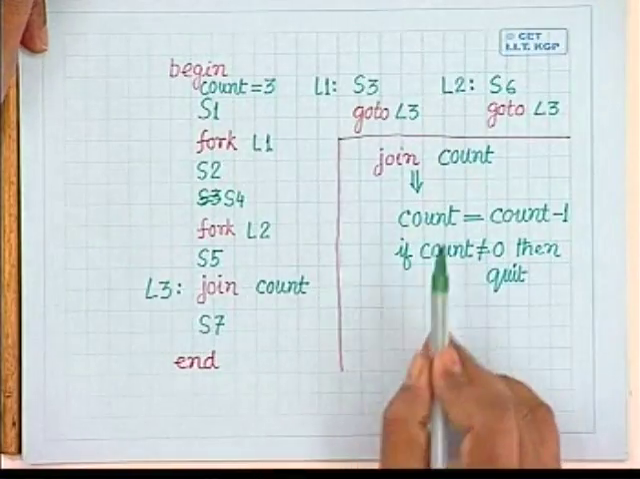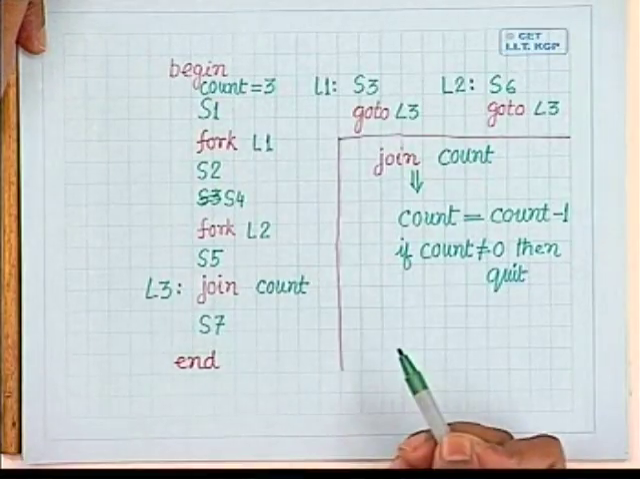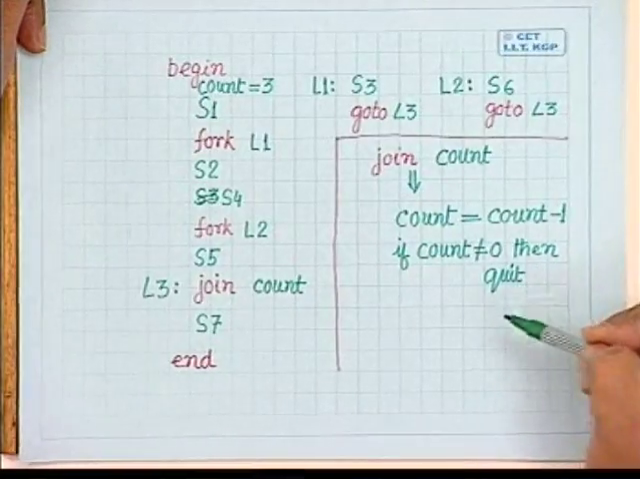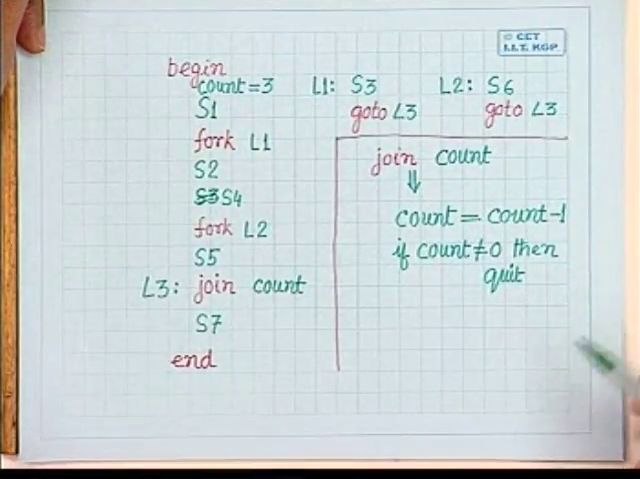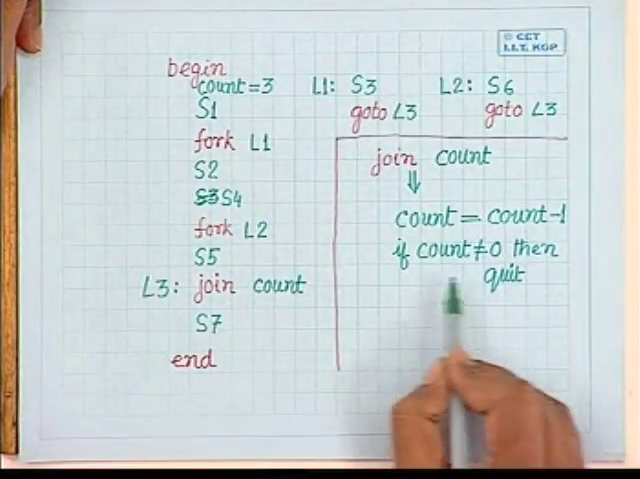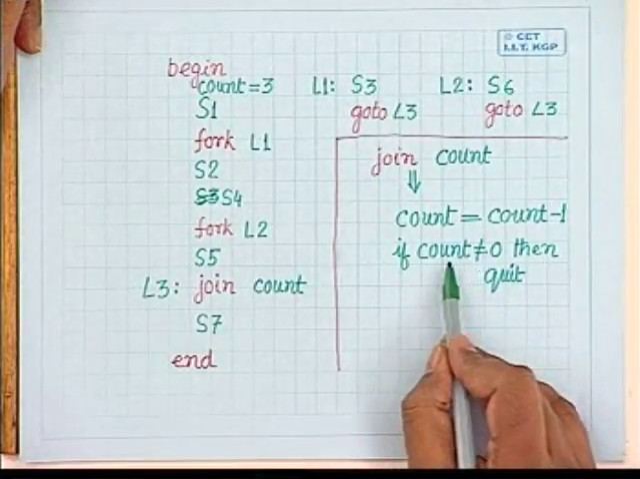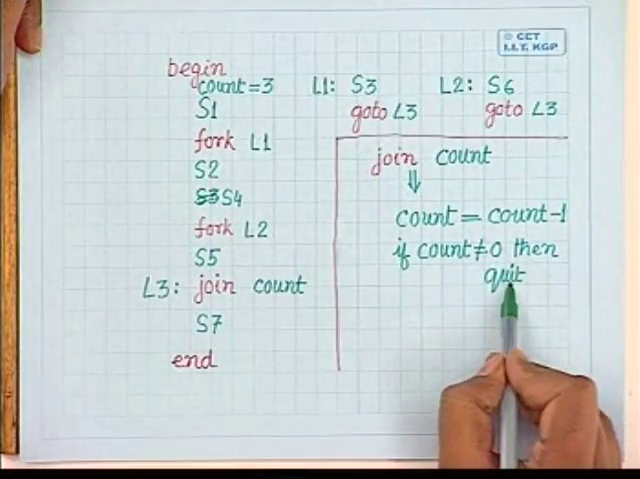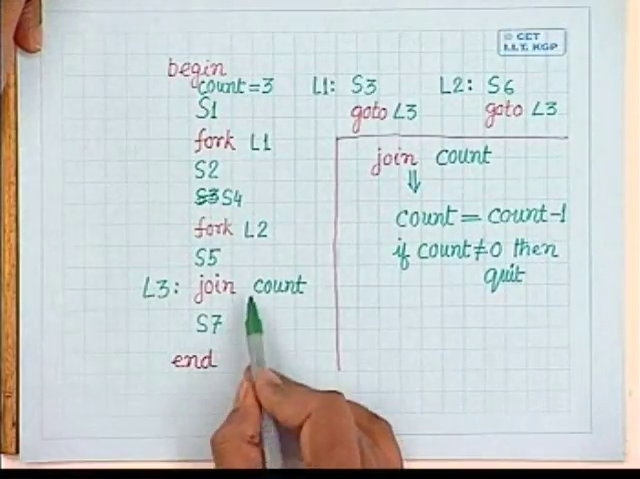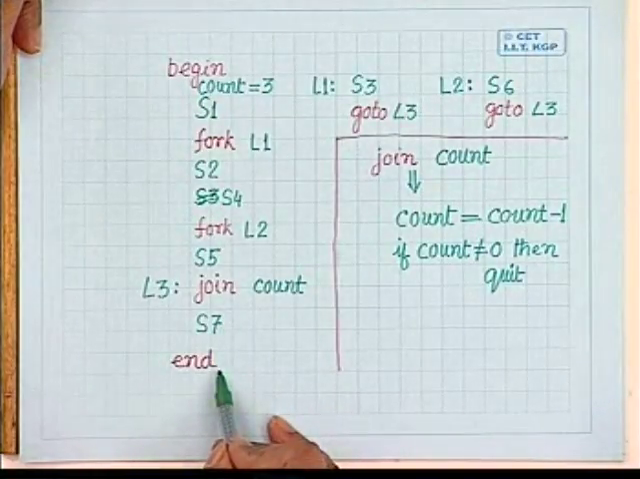The third process to execute this join count statement will again decrement the value of count by 1. Earlier the value of count was equal to 1. After decrementing, the value of count becomes equal to 0. So the third process finds that count is equal to 0. Because count is equal to 0, the third process will not quit, or will not be terminated. So it is the third process which will execute statement S7 and finally come to the end of the program.